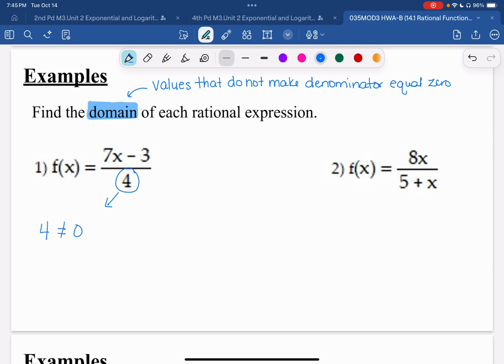Well, that just looks weird, right? 4 is never going to equal 0. So there is no value that would ever make this equal to 0. The domain of this is everything. I can't plug any value into that denominator and get 0. So my domain for number 1 would be all real numbers.